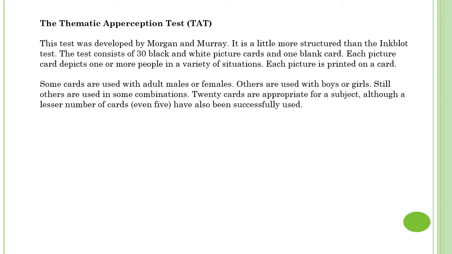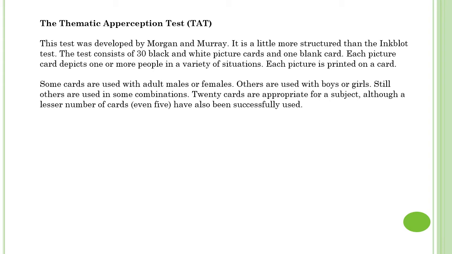So some cards are used with adult males or females, others are used with boys or girls, whereas still others are used in some combinations. Okay, so 20 cards are appropriate for a subject. Although a lesser number of cards, even 5, have also been successfully used. So while using this test for a particular subject, we can use only 20 cards out of the 30 black and white picture cards and one blank card. 20 cards is enough in order to analyze the personality of an individual.